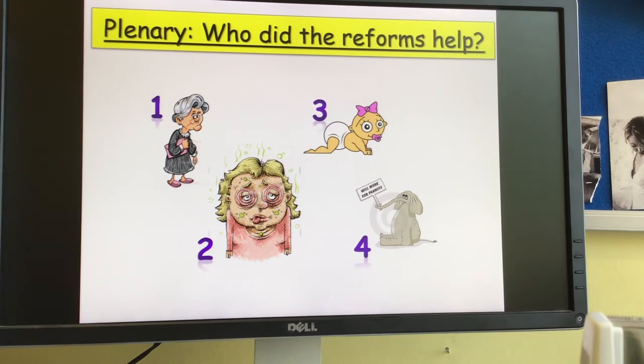Okay, and finally, bringing all of these reforms together, we know 3 different groups of people that it helped. You've got the elderly, number 1, or you can have a go at it yourself. Press pause and see if you can get the groups. Elderly, number 1, sick, number 2, toddlers and babies, number 3, and then the unemployed, number 4, the ones that are going to work and want to work. So that's a start in knowing the groups that it affects.